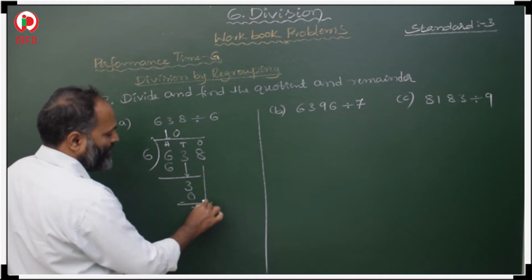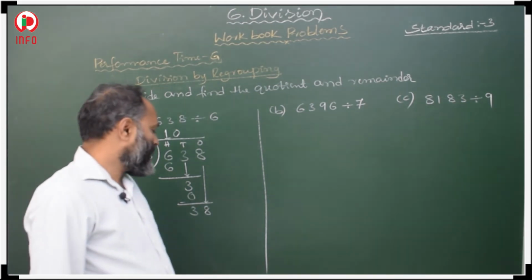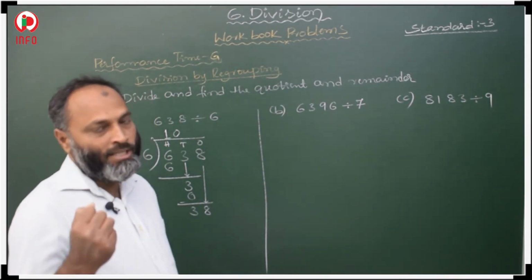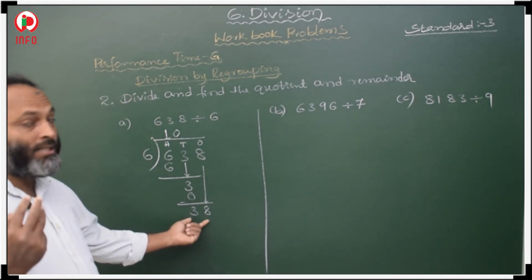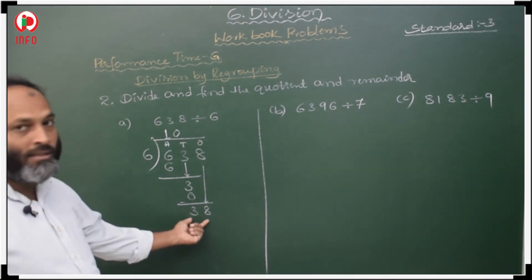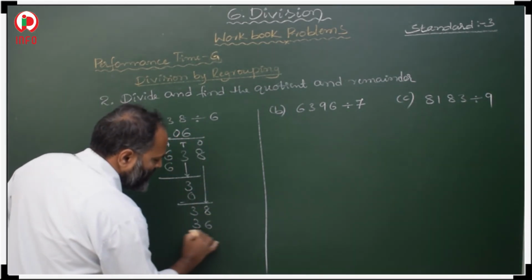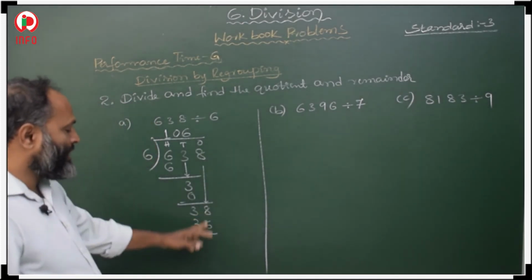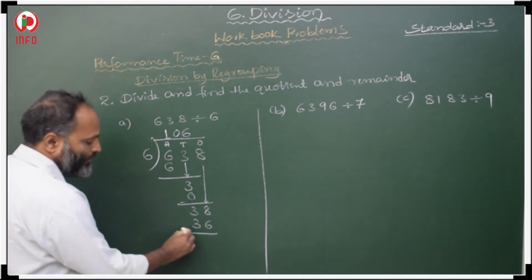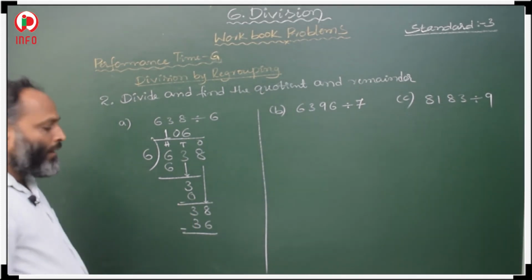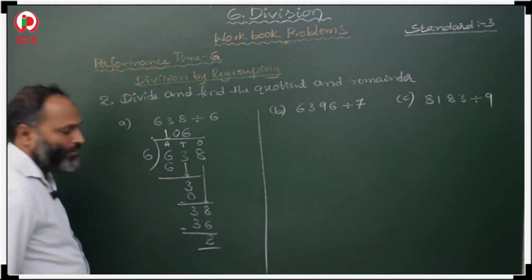Then after that the next number we have to take is 38. In the 6 table when you get 38, read your 6 table, 6 5s are 30, 6 6s are 36, 6 7s are 42, 42 is greater than this. It means 6 6s are 36, 6 we have to write below 8 and 3 exactly below the 3. Then 8 minus 6 is 2, 3 minus 3 is 0, do not take that 0.